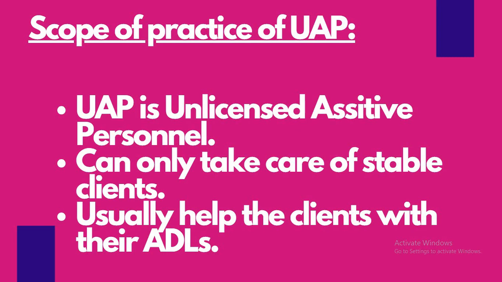So what is a UAP? A UAP is an unlicensed assistive personnel, right? So this person doesn't have any license; it is unlicensed, and they help the RN and the RPN in their activities, right? So they can only take care of the stable clients. Some client who is in very stable condition, like you can say someone with chronic asthma, right? They can take care of stable clients and usually help the clients with their activities of daily living.